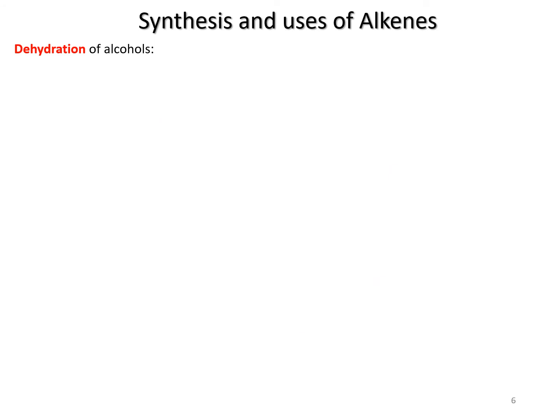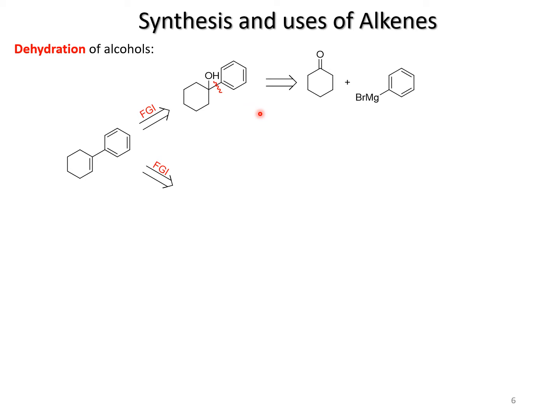We said that probably the most common way is by dehydrating the corresponding alcohols. So for instance, let's imagine this target molecule. We have this double bond here, and we can synthesize this compound by FGIs, so starting from the alcohol, remember, going back to the alkene is actually making an FGI, and we can have the alcohol in this position. And you can imagine having the alcohol in this position means, by completing the disconnection, starting from cyclohexanone and the corresponding Grignard reagent. This is a very easy reaction.